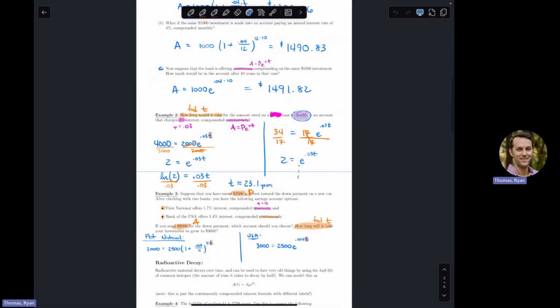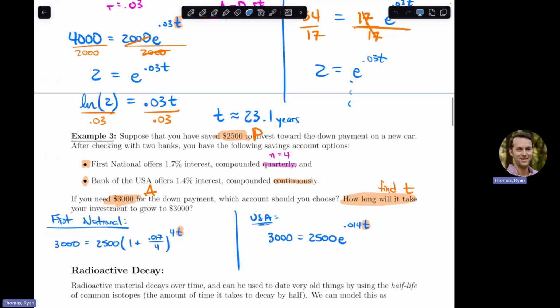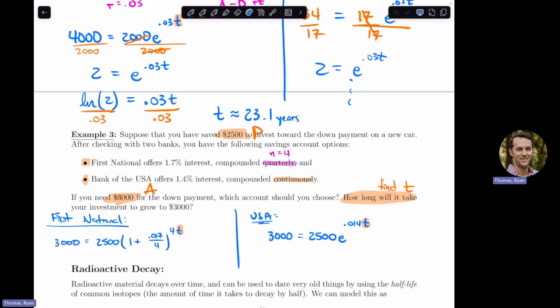Anything else about the money stuff? You feel pretty good about that? Wait, if it says which account should we choose? Well, I don't know. What do you think? Which one should we choose? The one that gets you there faster. Yeah, so we figured out that this one took about 10.7 years. This one took about 13 years. So which should you choose? That one.